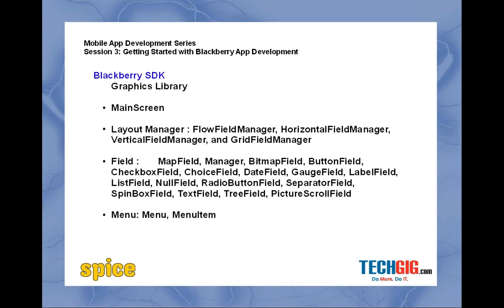Gauge is for when something is loading, you want to show how much percentage is complete. Then we have label field, then there are list fields. Five years ago when I started developing, we did not have a drop down box, so I created my own drop down box. You can create your own custom fields using these APIs. You can extend any class, you can override the paint method, you can do everything. There's a menu class, you can have menu items.